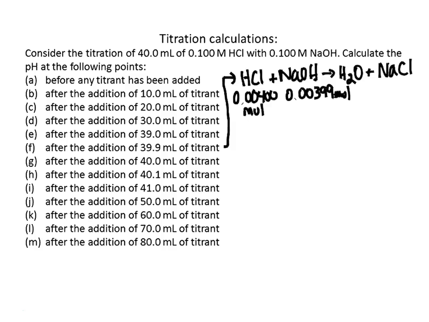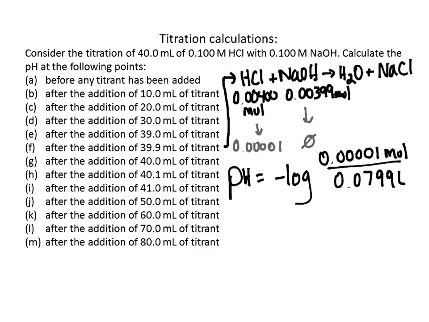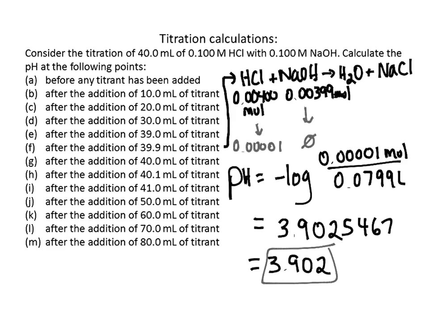The point just before the equivalence point is where we're very, very close, and the sodium hydroxide is still the limiting reactant. It reacts to 0, which leaves just 0.00001 mole. Again, we calculate the pH by calculating the hydrogen ion concentration. pH is the negative log of the hydrogen ion concentration. 3.902 is the pH, or 3.903 depending on how you round.